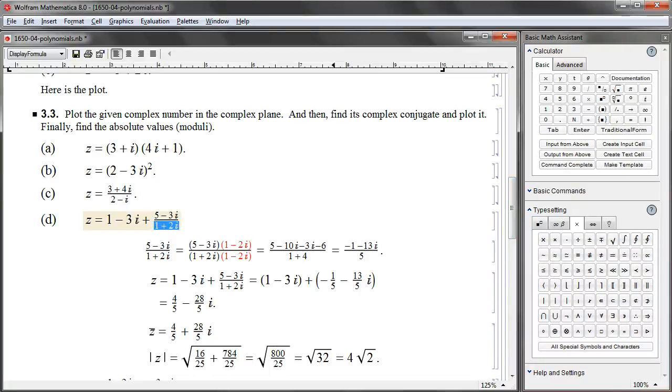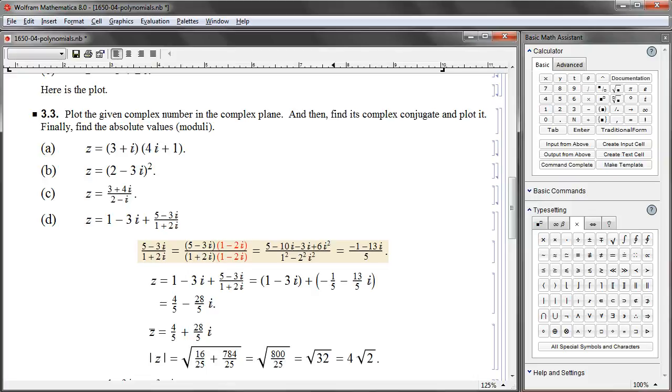Denominator is 1 plus 2i, so multiply 1 minus 2i to both numerator and denominator. And what do we get? We have 1 squared minus 2 squared i squared is what I'm going to get here. So a squared minus b squared form. A plus b times a minus b is a squared minus b squared form. And then finally, negative 3 times negative 2, that's positive 6, and then i squared. Excuse me, i squared, and that's what you get.